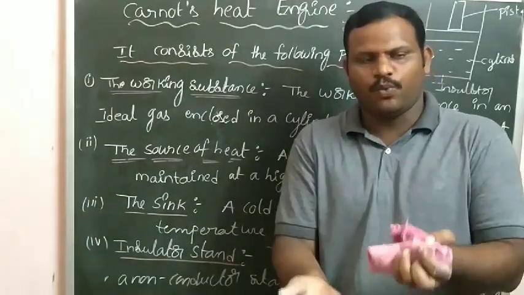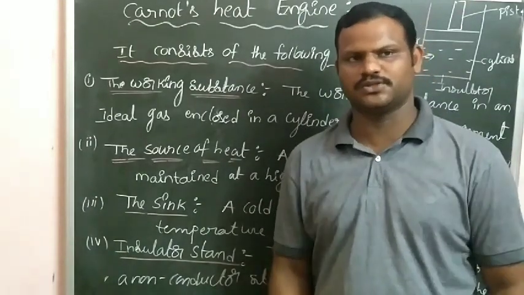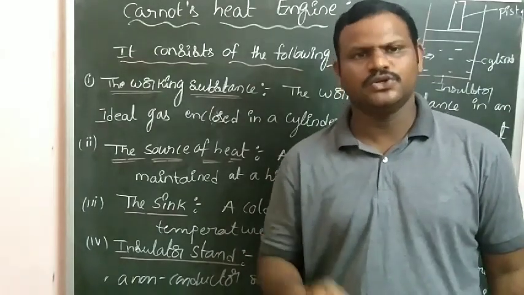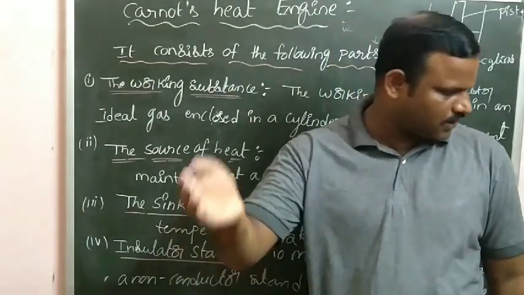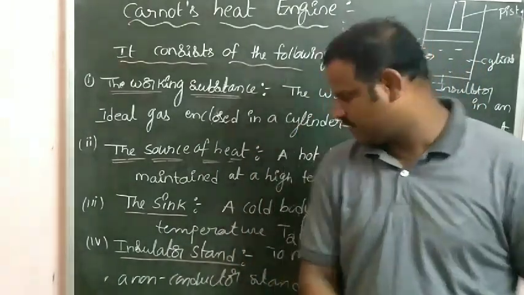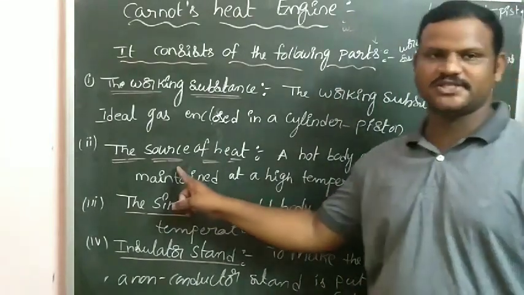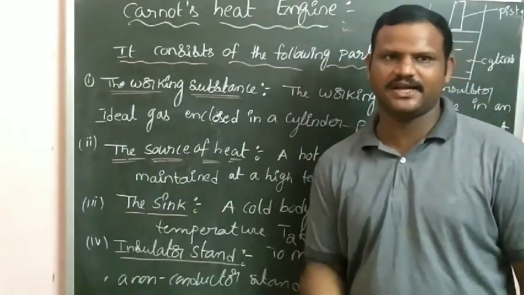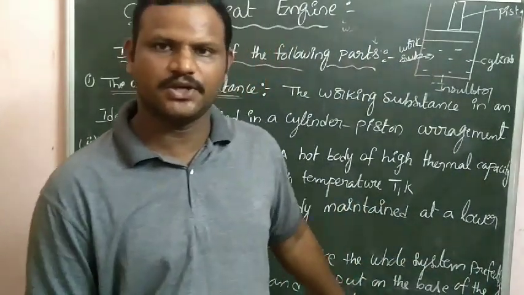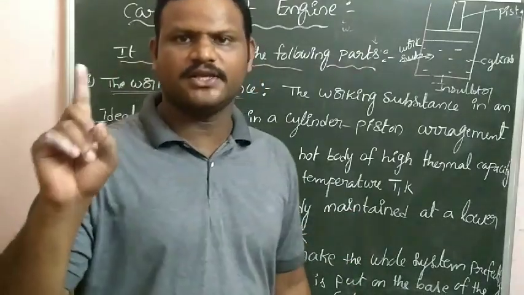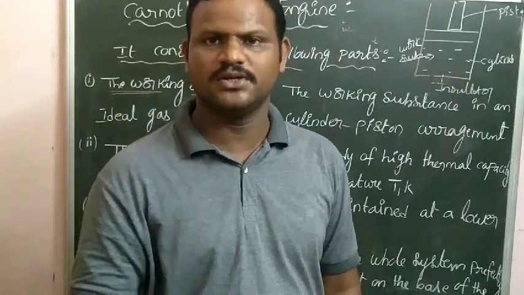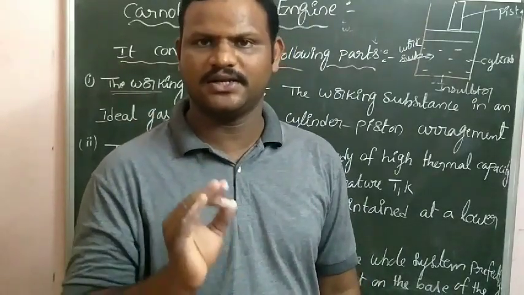The gas changes from one state to another state. In the first state the temperature increases to T1 K. Next, when the sink comes, hot water changes to cold water and its temperature decreases. So this is the cold body, this is the hot body. The hot body is at high temperature, the cold body is at low temperature T2 K. In the main four points: the working substance, the source of heat, the sink, and last one, the insulator stand. This is a Carnot heat engine.